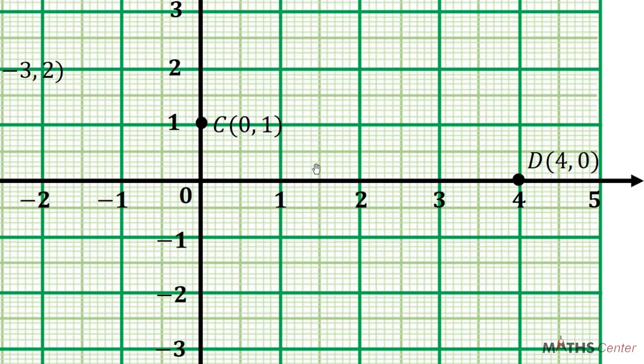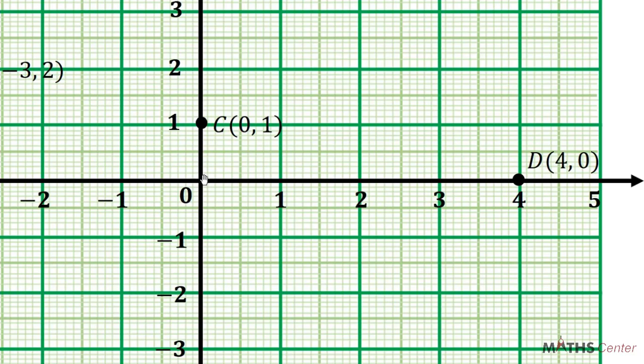To get that value, all we need to do is to divide the scale by 10. The scale we are using is 2 centimeters to 1 unit. So to get the value of each of the divisions on the x-axis, we will divide 1 unit by 10. So you have 1 divided by 10. 1 divided by 10 will give us 0.1. What it means is that on the x-axis, each of the divisions is 0.1.